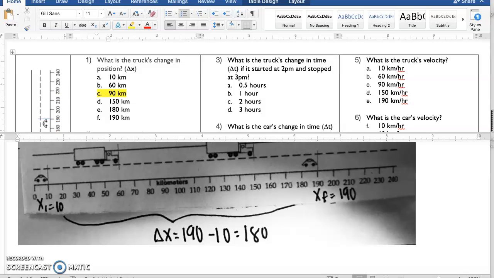Número 3. What is the truck's change in time if it started at 2 p.m. and stopped at 3 p.m.?